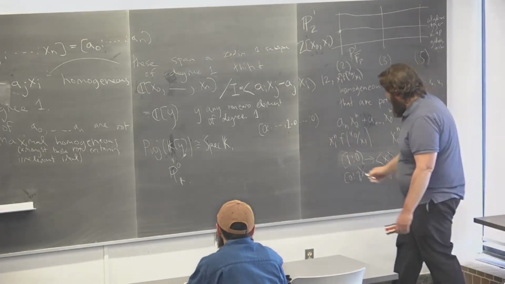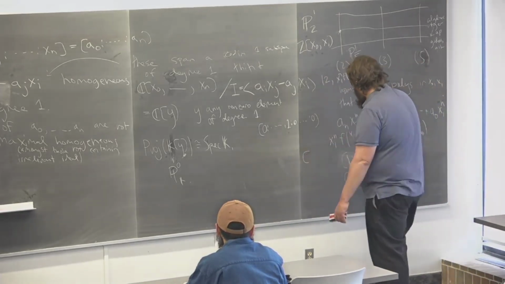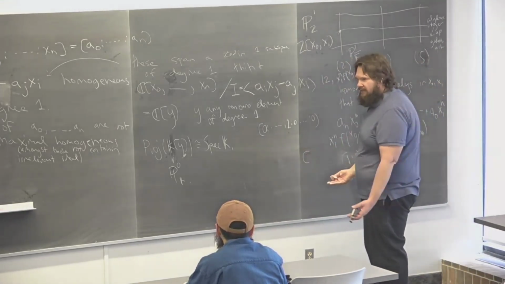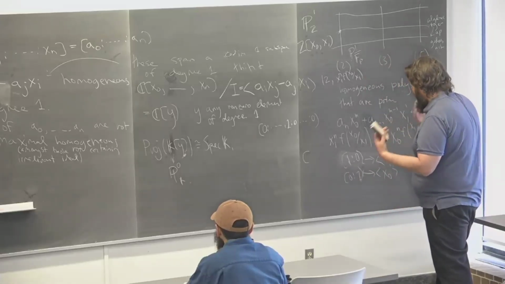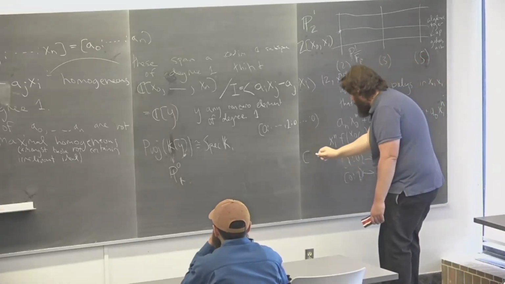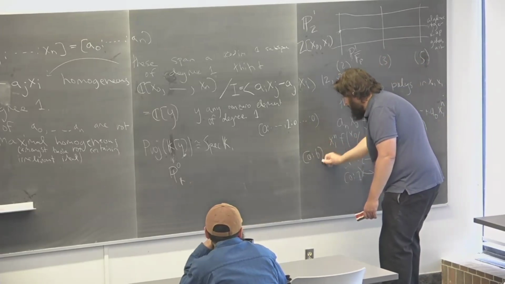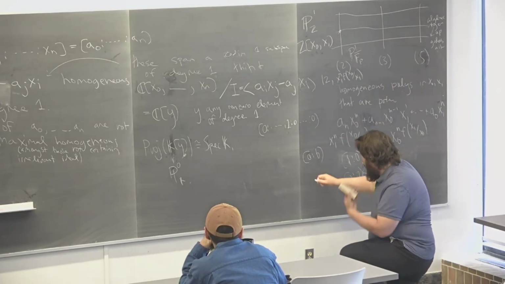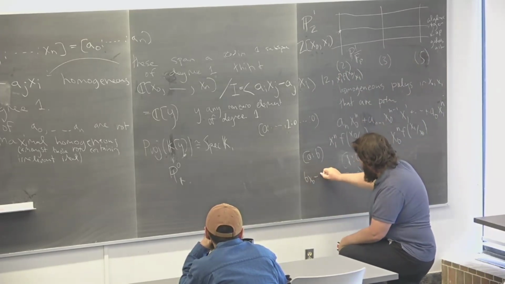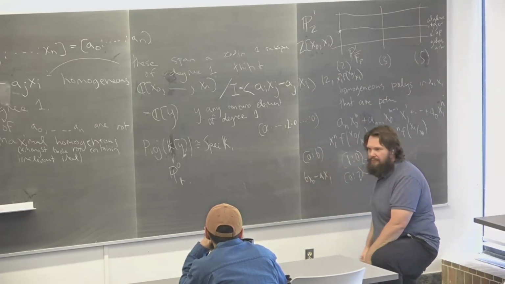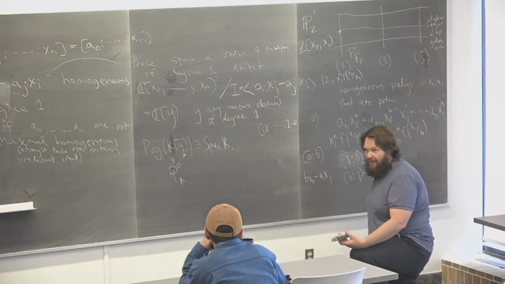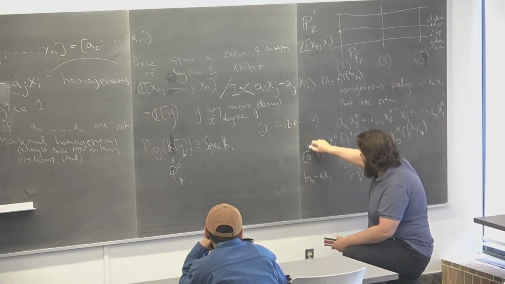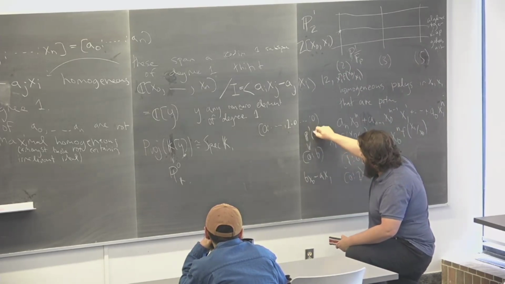More generally, if I have any point in projective space over Q, I can pick coordinates for it that are integers. And I can look at the ideal generated by bx0 minus ax1. That's a prime ideal, and it corresponds to this point in P1 of Q.